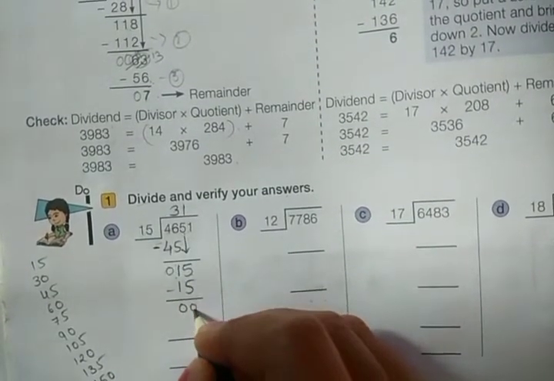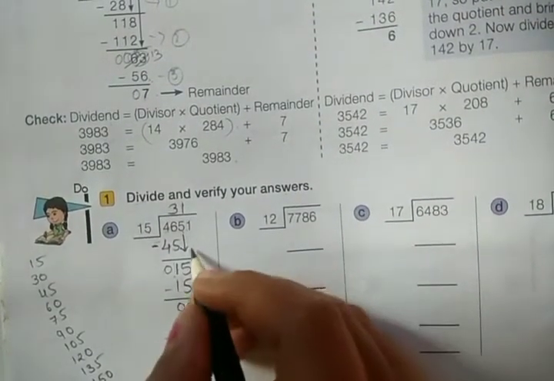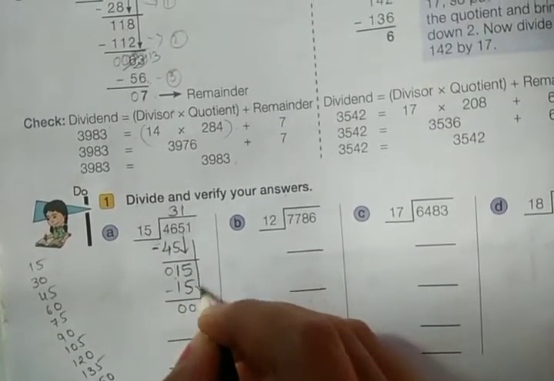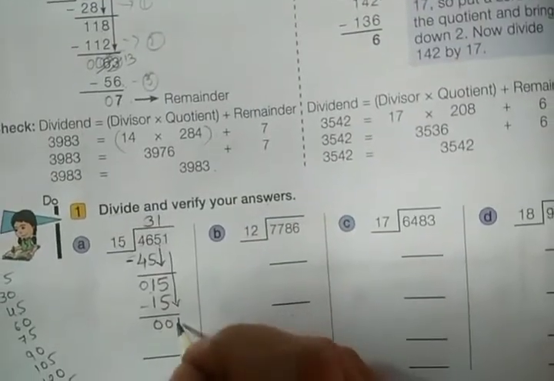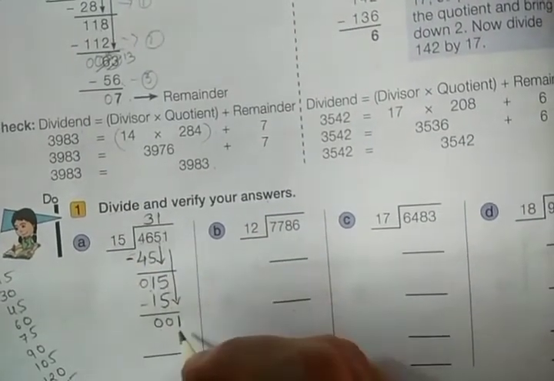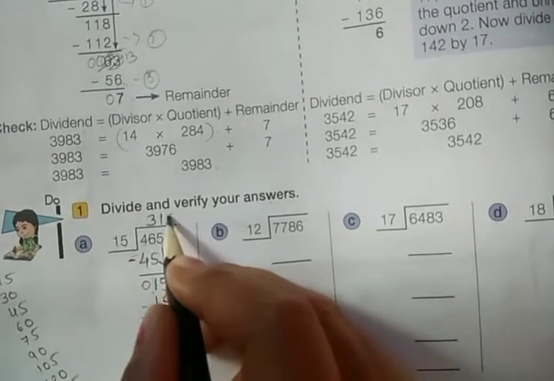5 minus 5 is 0. Again 1 minus 1 is 0. Take the next number, that is 1, down. Okay. Now we need to solve this. So in the 15 table, 1 is not there. So I should take 15 zeros.